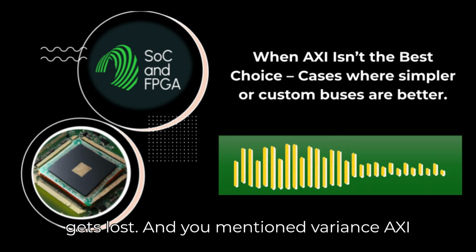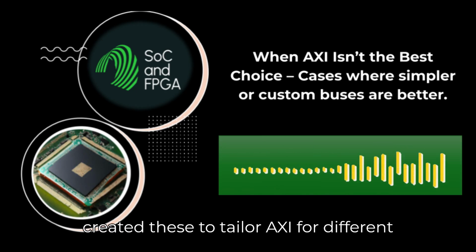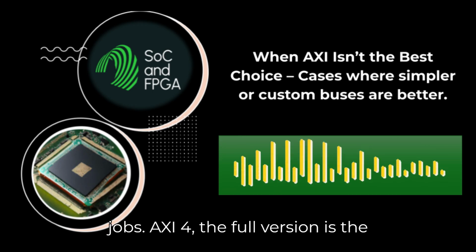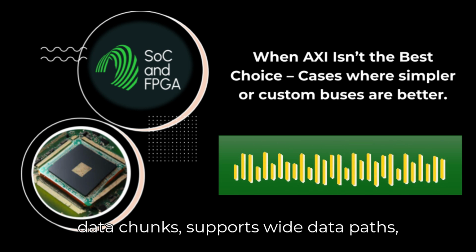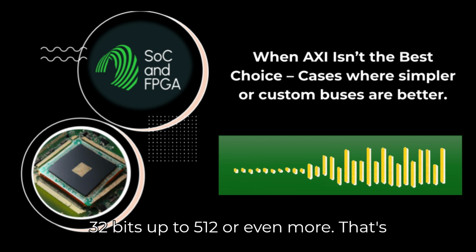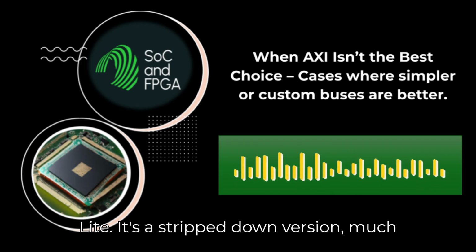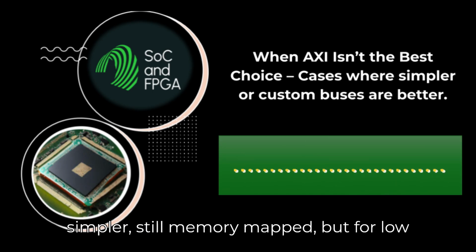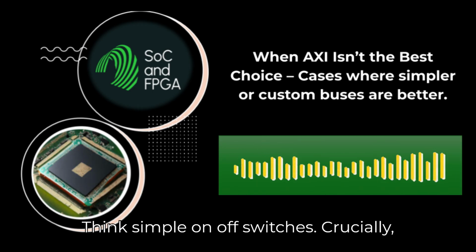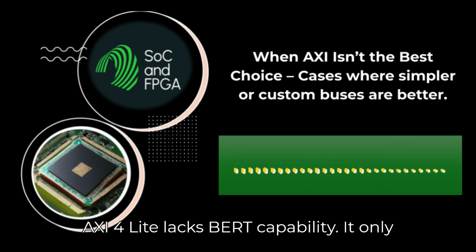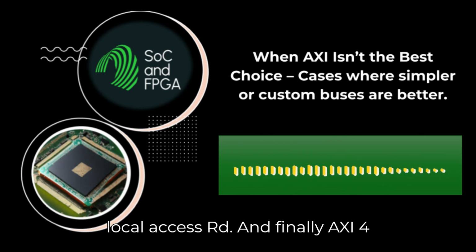And you mentioned variants. AXI4, Lite, Stream. Right. ARM created these to tailor AXI for different jobs. AXI4, the full version, is the powerhouse. High performance, memory mapped, great for burst transfers of big data chunks, supports wide data paths, 32 bits up to 512 or even more. That's your superhighway. Then there's AXI4 Lite. It's a stripped-down version, much simpler, still memory mapped, but for low-throughput stuff like control registers. Think simple on-off switches. Crucially, AXI4 Lite lacks burst capability. It only does single data transfers, and it's usually 32 or 64 bits wide, more like a local access road.